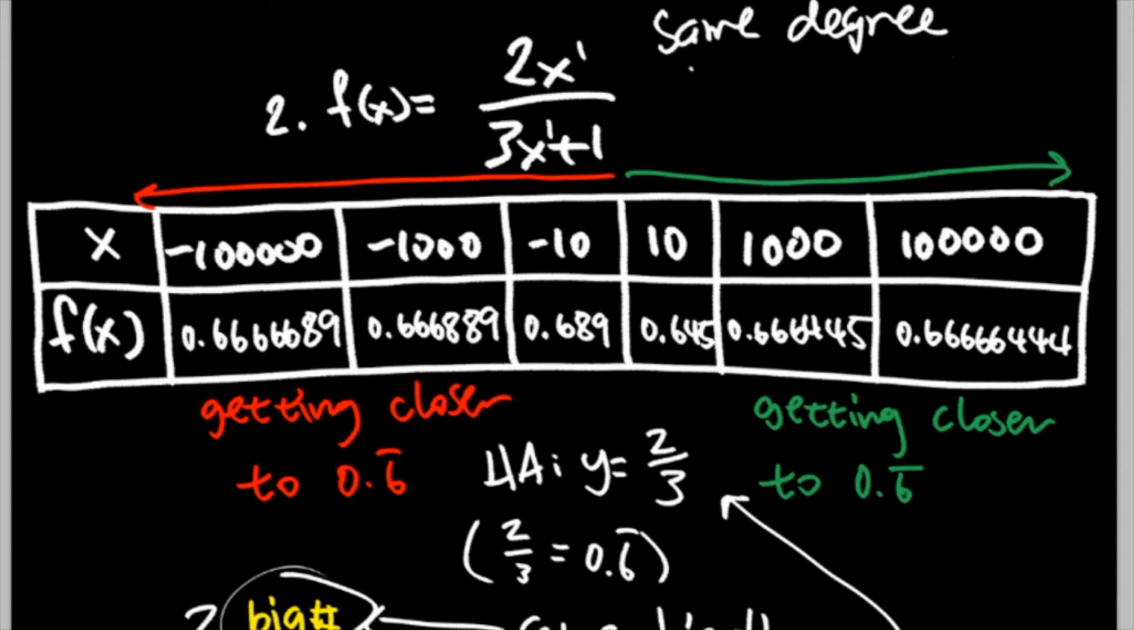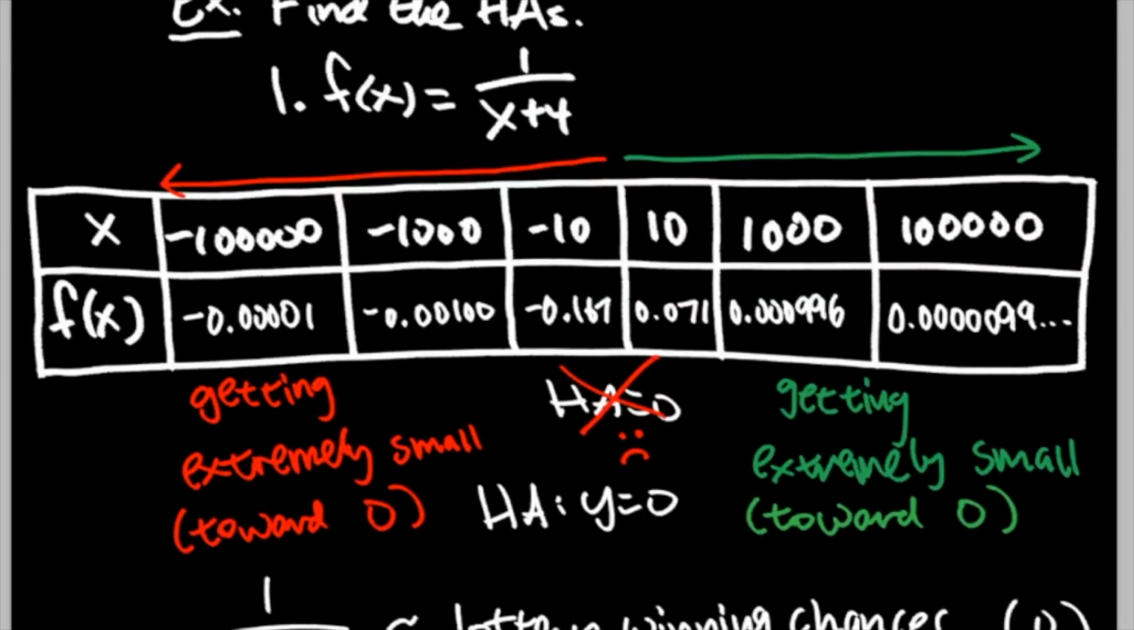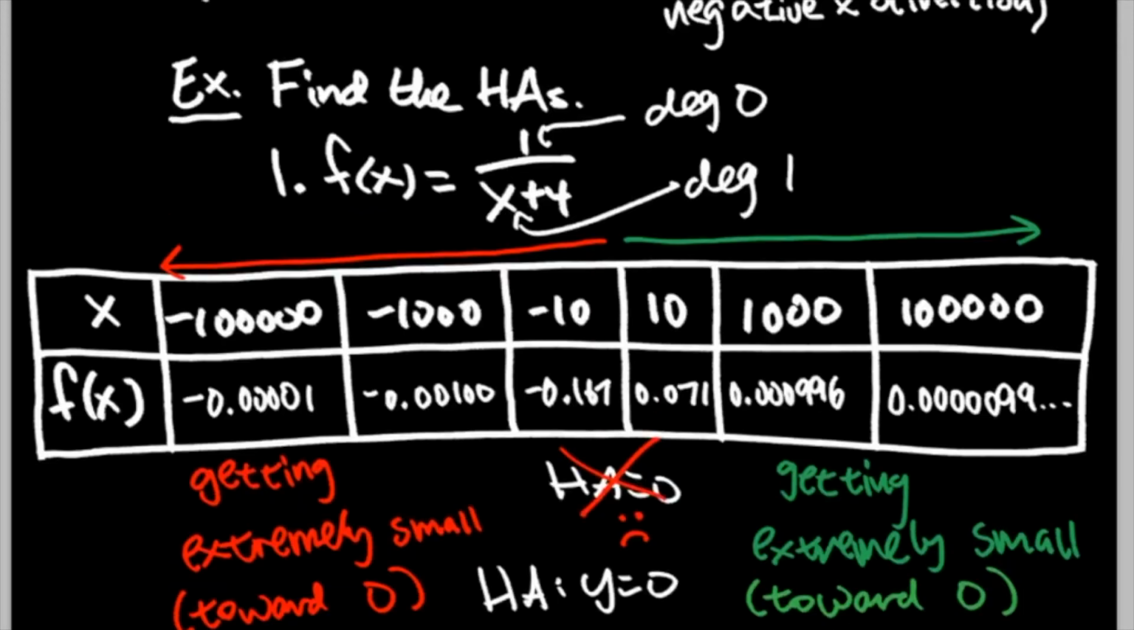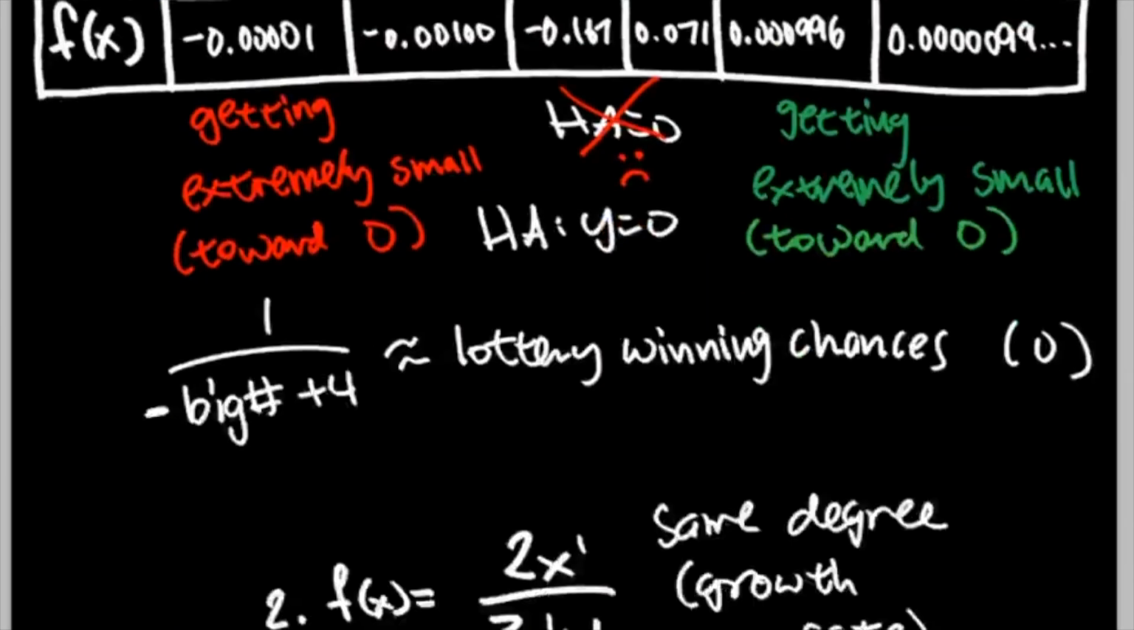And it makes sense if we just look at it, because the growth rate in the top and the bottom is the same. It's just the top is multiplied by 2, the bottom is multiplied by 3. Over here, the degree of the numerator is 0. The degree of the denominator is 1. So that means the growth rate of the denominator is greater than the growth rate of the numerator. So that makes sense why this approaches 0, because the bottom is growing a lot bigger than the top. If you switch that, then you just get infinity. Same idea.